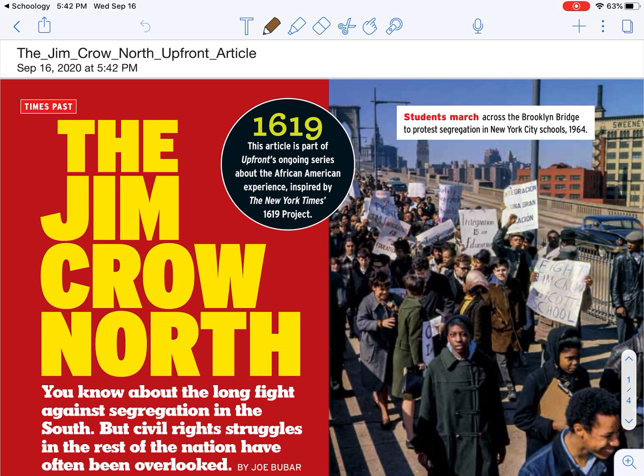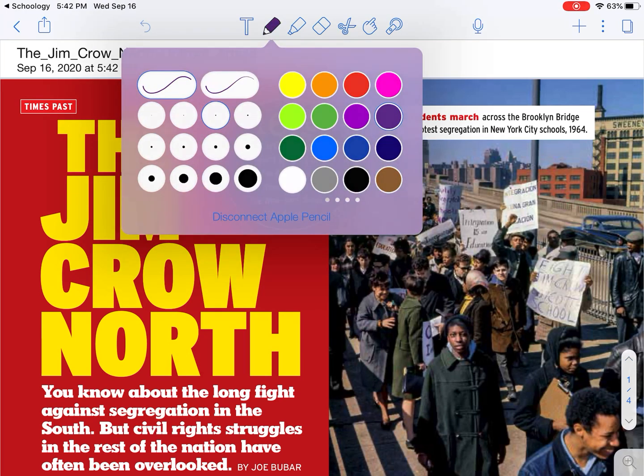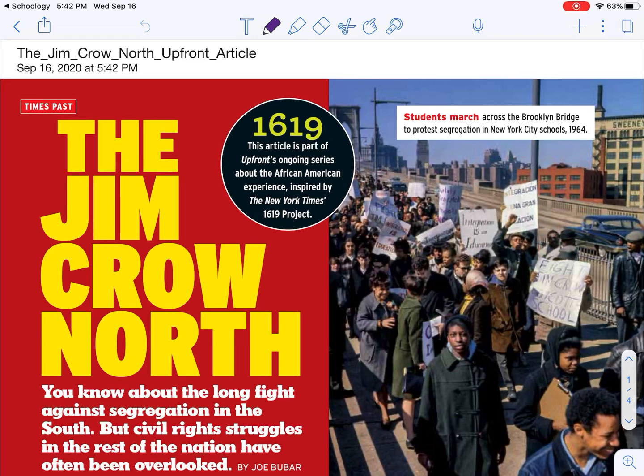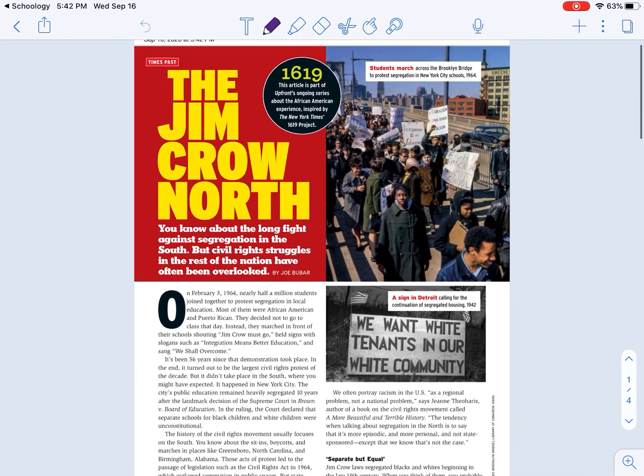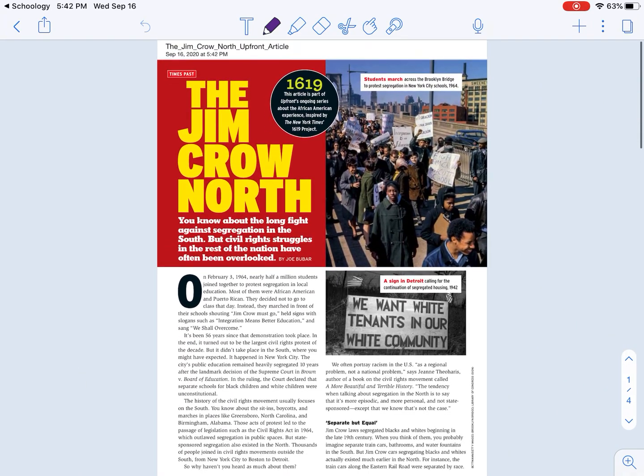So now I have the article open and I'm going to go ahead and choose a color that I want to work with and hope my pen is charged and will turn on here. So the very first thing I do when I go to read anything is check out what's going on. I notice right away that I have this title, The Jim Crow North, and it's pretty bold on a red background. So I'm already asking myself why the printers chose this.